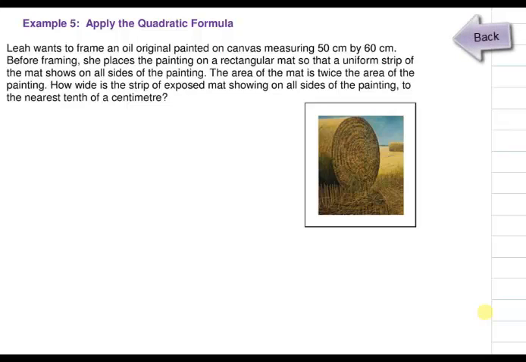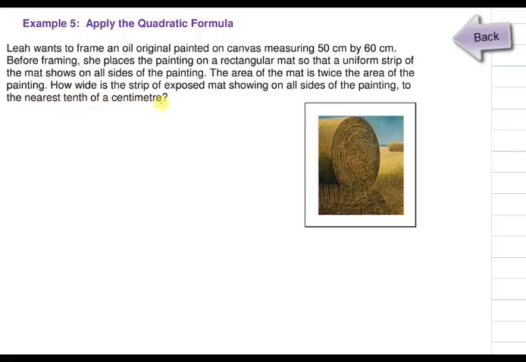So in this last example, we're going to use the quadratic formula to solve an application problem. Leah wants to frame an oil original painted on canvas measuring 50 centimeters by 60 centimeters. Before framing, she places the painting on a rectangular mat so that a uniform strip of the mat shows on all sides of the painting. The area of the mat is twice the area of the painting.